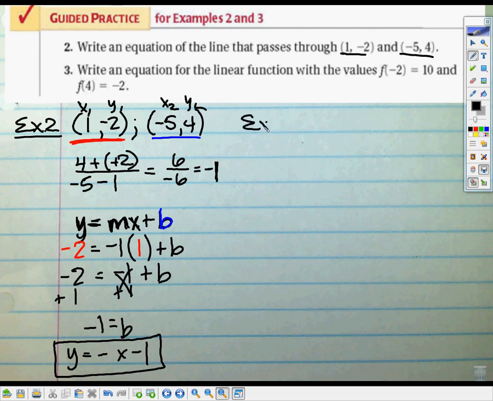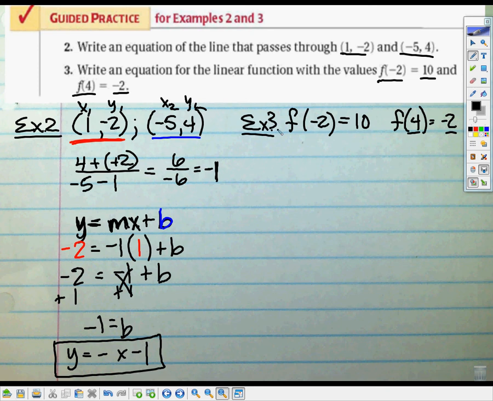Alright, I'll leave you to do one on your own. The setup is for the linear function: f of negative 2 equals 10 and f of 4 equals negative 2. To write an equation for that, make sure you know f of negative 2 equals 10 is really just the ordered pair (-2, 10), and f of 4 equaling negative 2 is the ordered pair (4, -2). So go ahead, pause the video, work through this, and come back, unpause it to see if you have it right.